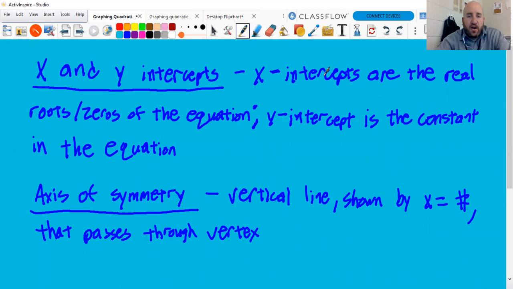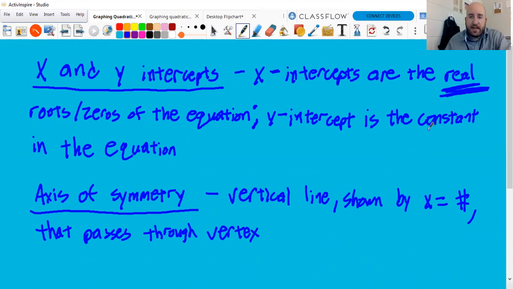So where the graph crosses the x-axis or the y-axis, the x-intercepts are the real, real being the key word, roots or zeros of the equation. So where the graph crosses the x-axis, those x values, if I plug those into my original equation, that's what makes it equal 0. Those are my solutions.